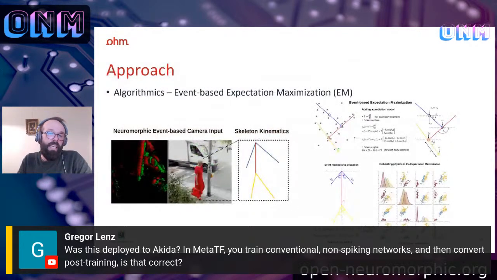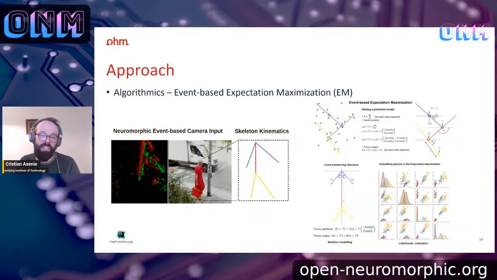When I look at the other side, where the actual innovation of this project comes out, is basically the pure event-based expectation maximization. So we embedded the skeleton kinematics inside the system, and we looked at extending expectation maximization with the prediction model. We took events and tried to match them to one of the body parts, maximizing the likelihood that one event belongs to one body part.